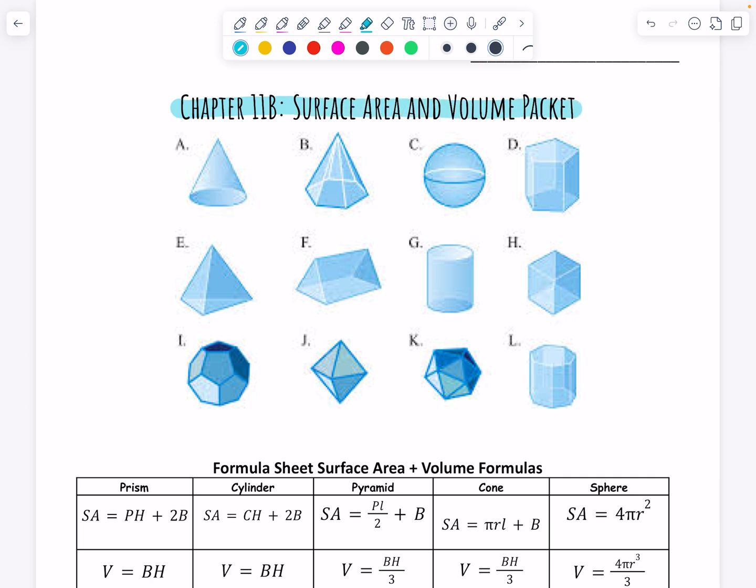We have finally made it to our three-dimensional shapes. We have spent so much time recently on area and perimeter. So perimeter was one-dimensional. Area was two-dimensional. We have finally made it to our 3D shapes.